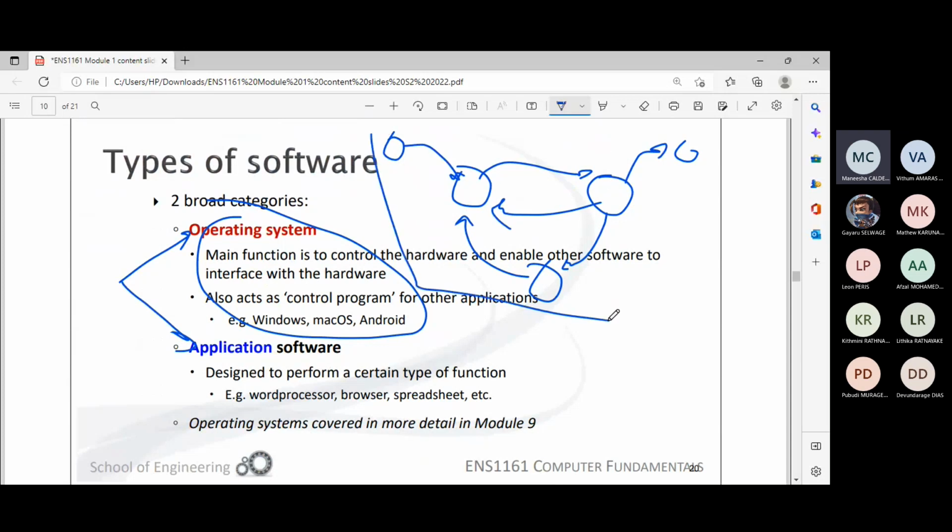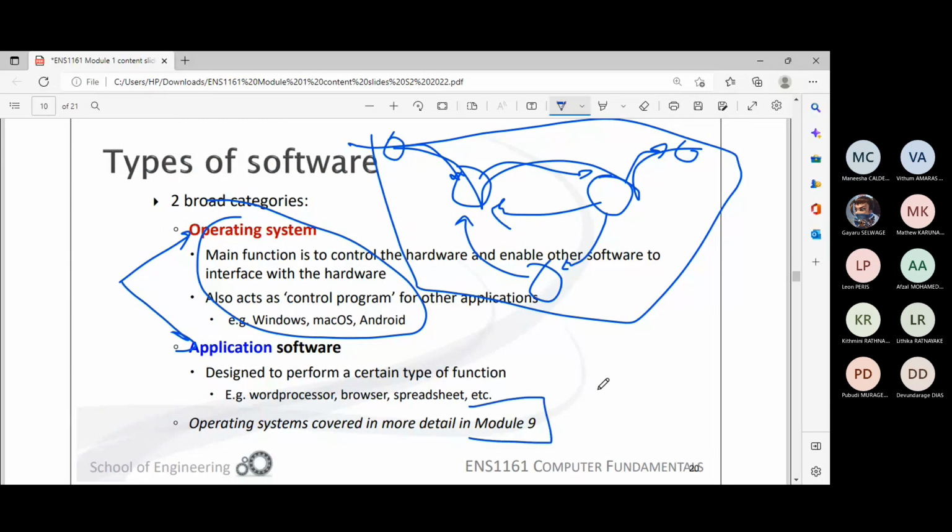This is a process state diagram, very high level. So this kind of thing happens in an operating system. We're supposed to discuss these things in module 9. I will give some additional details also regarding these operating systems. Then the next one is application software, which is the software that you use on a day-to-day basis.